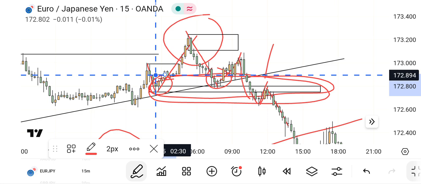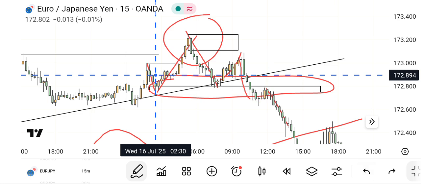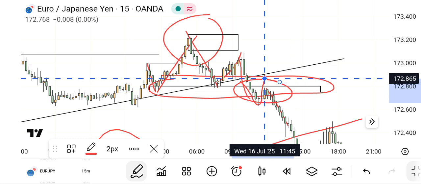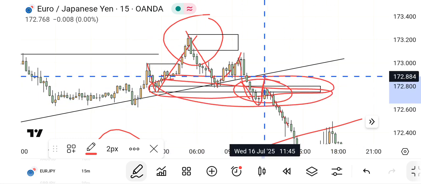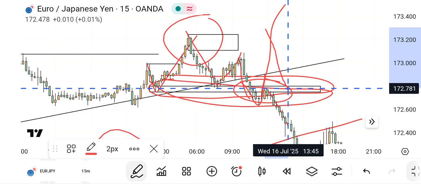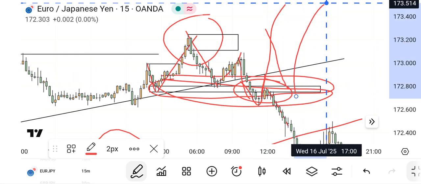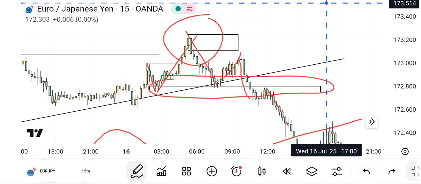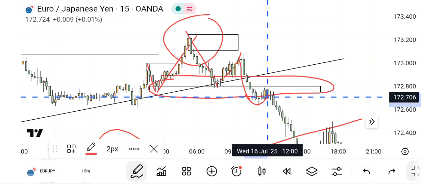So assuming this price broke this block, it will turn into a violation block. Then the price will continue pushing up. Then you will be expecting a retest back to the block and a push up. But the price respected the block, broke out from the trend line, from the block, and started dropping.